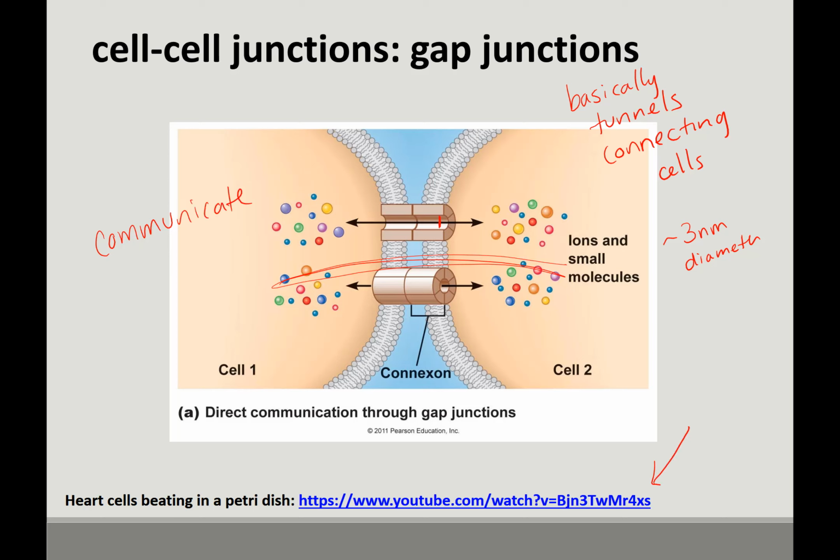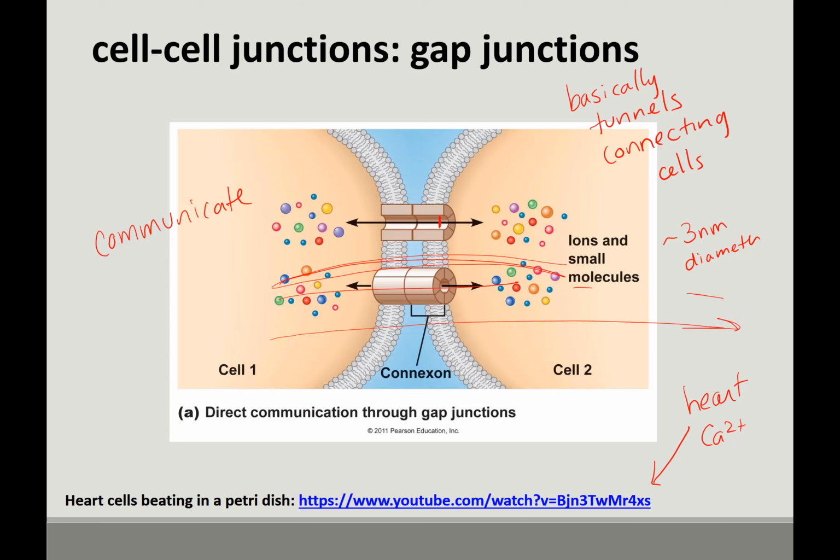Okay. This is really important in the heart. So you know that calcium is important for muscle contraction. And so the way the heart cells beat, or the way the heart organ, I should say, beats, is the heart cells pass calcium through gap junctions from cell to cell to cell. And so you get this movement of the heartbeat.